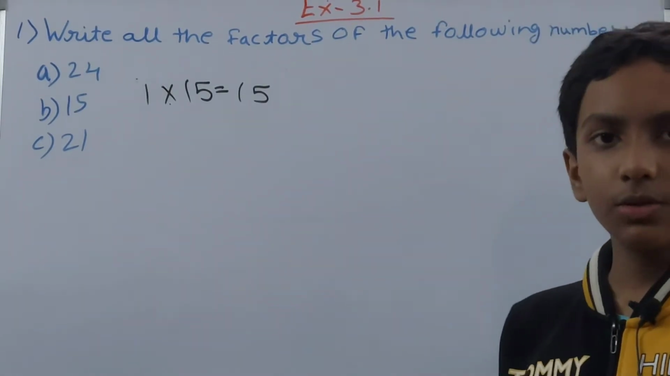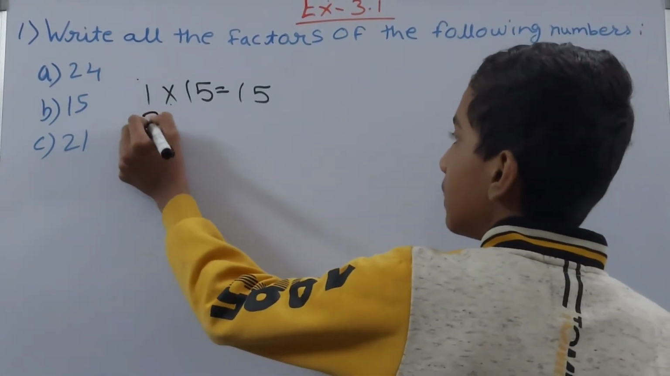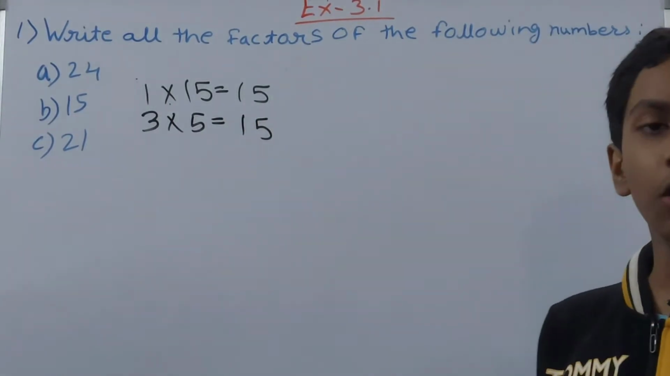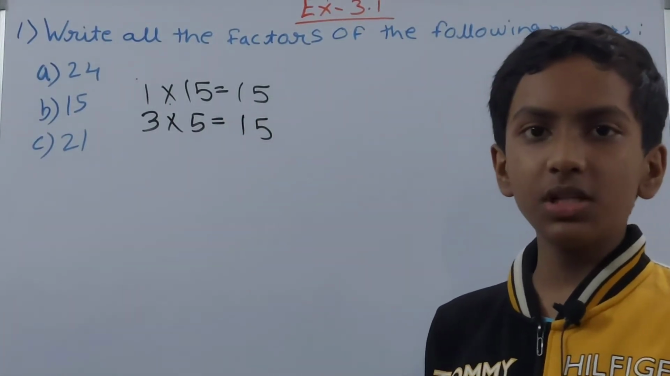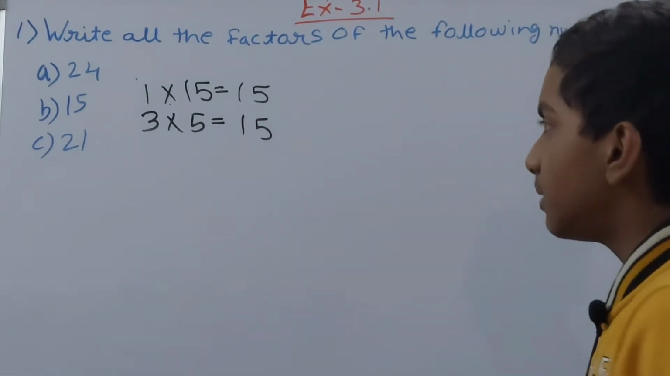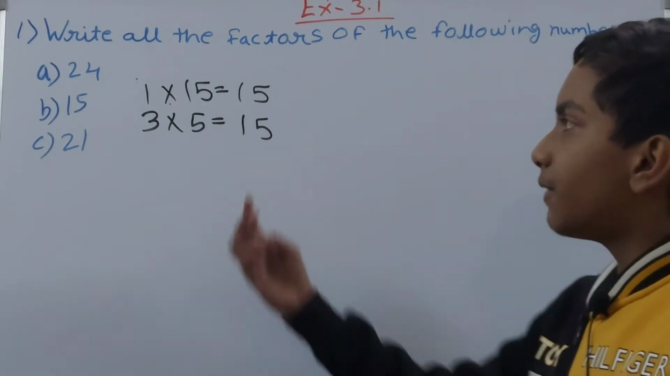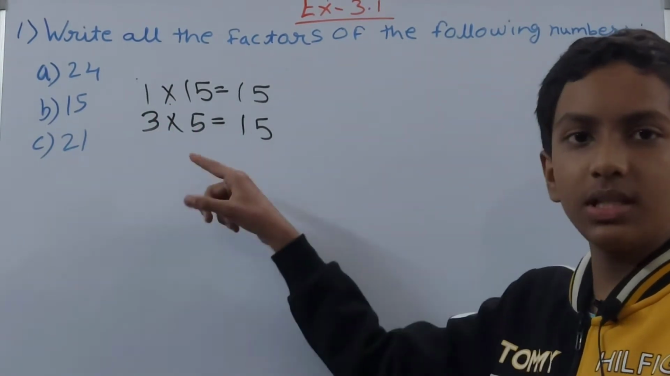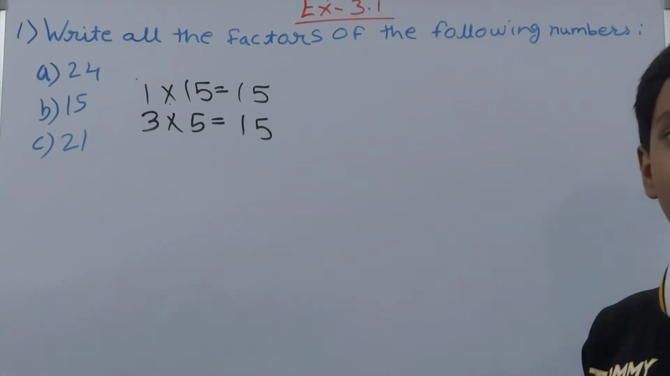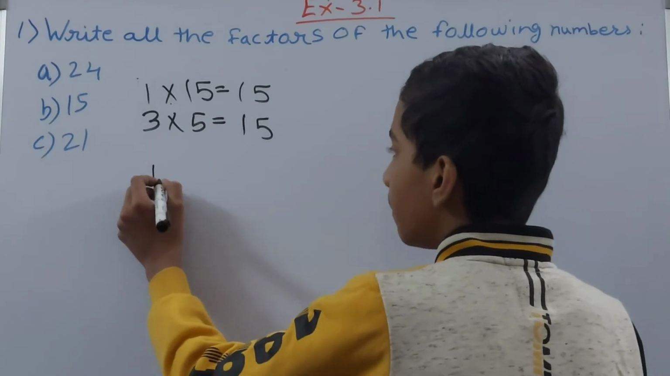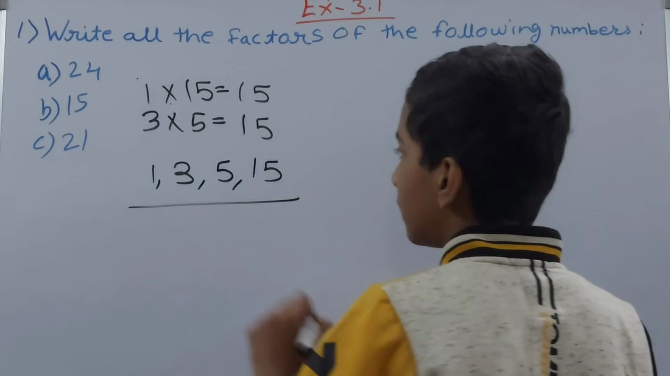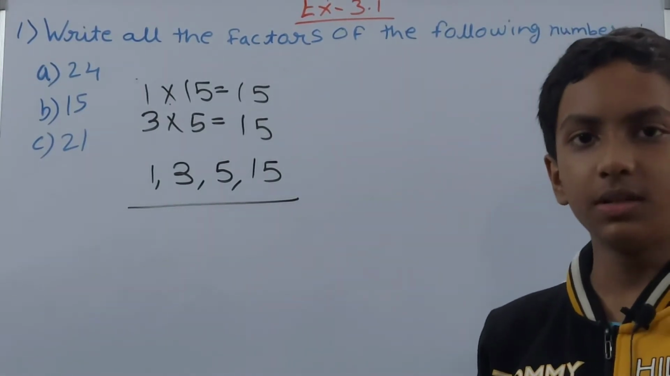Then 3. So, yes, we can take 3 here as well. 3 into 5 is what? 15. 4, no, not again. You can see 4 3s are 12, 4 4s are 16. So, again 15 is getting missed here. 5 is already done in 3 into 5. You can see 5 is here. So, that means these are the only 4 factors which we have found of 15. What are they? 1, 3, 5 and 15. These are all the factors of 15.